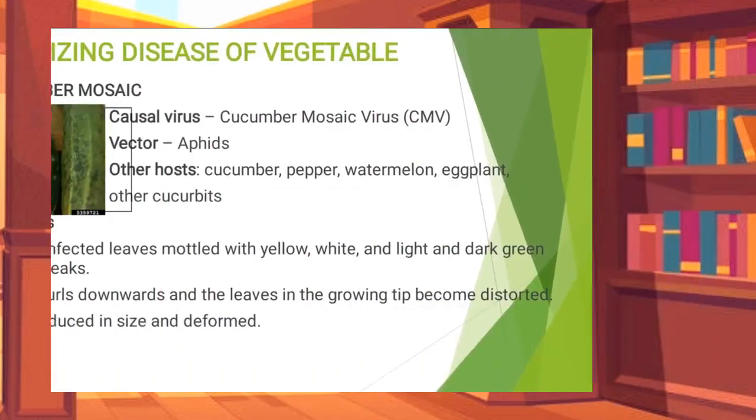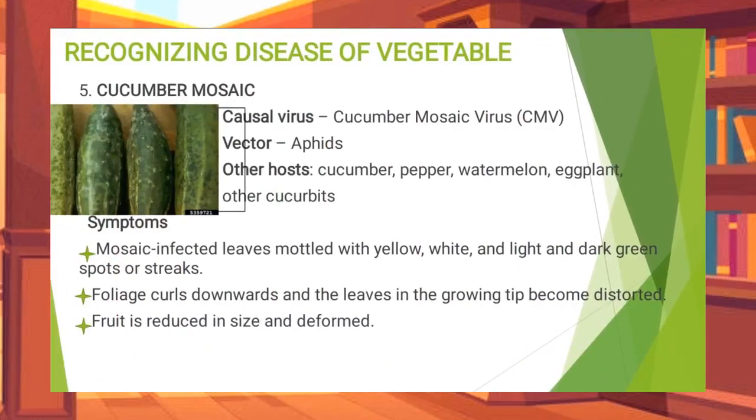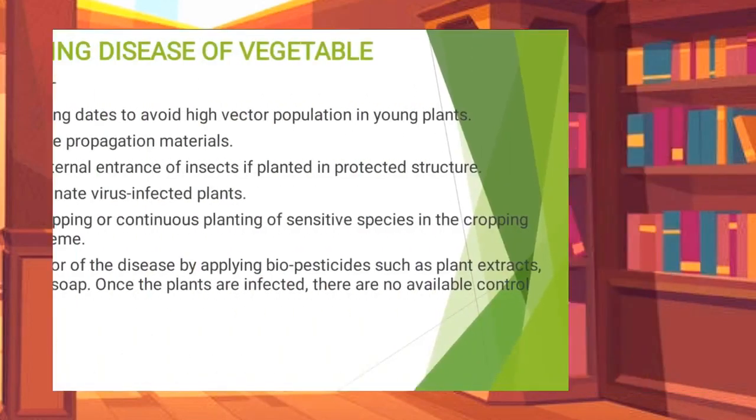Then, number 5, cucumber mosaic. Causal virus niya is cucumber mosaic virus, the vector aphids. Other host niya is cucumber, pepper, watermelon, eggplant, other cucurbits. Symptoms, mosaic: infected leaves mottled with yellow, white, and light and dark green spots na siya tubo nga spot sa cucumber. Unsa siya pag-manage?